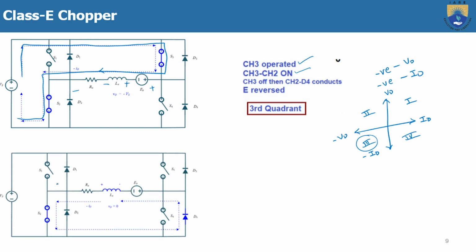Then if you turn off switch S3 but still S2 is in the turned on position, then the inductor polarities will change during the discharging, like this plus and minus. Then again it will start to discharge through S2 to this D4. So here already the voltage polarities are reversed, and again the current is also reversed. So that's why this is the third quadrant operation. So both voltage and current are in the reverse direction with respect to our reference voltage and current direction.